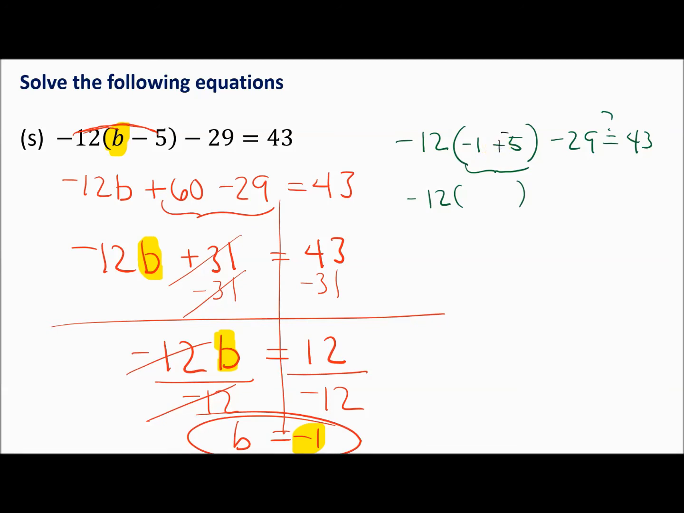Now, what is negative 1 plus a negative 5? Well, that's negative 6. The minus 29 comes down. Now, multiplication comes before subtraction. Again, I'm just doing order of operations. Negative 12 times negative 6 we know is a positive 72. Subtract 29, and finally, is 72 minus 29 43? And it is. So you get 43 equals to the 43 that was on the other side the whole time. Yay, we got it right.